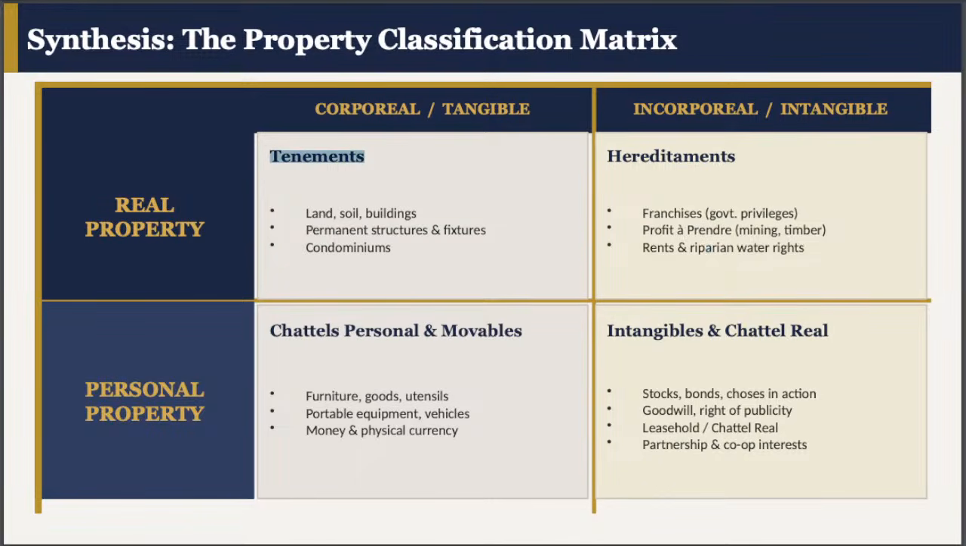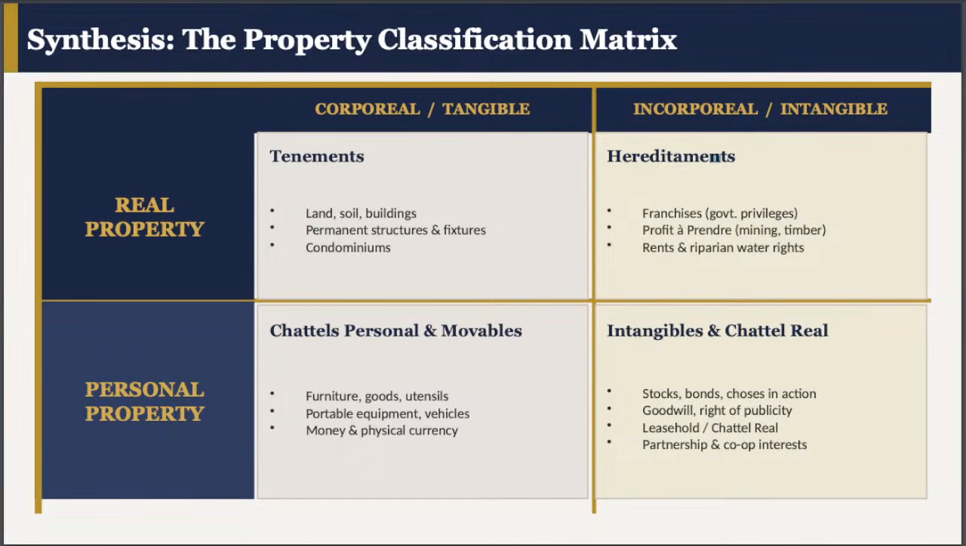As tenements, it applies to things like the land, the soil, and the permanent structures. And the hereditaments apply to other types of rights that are intangible that apply to the land, to the tenement. It's things like the rights for inheritance and rights to lease out mining and timber. So these are the hereditaments, the incorporeal or intangible rights associated with real property.